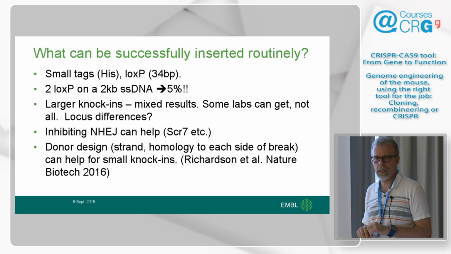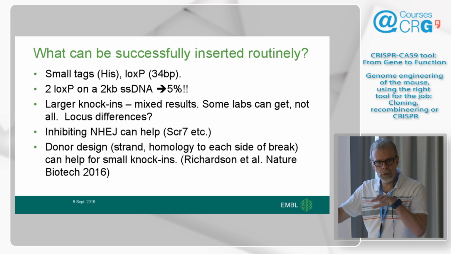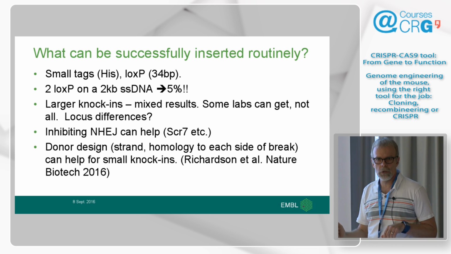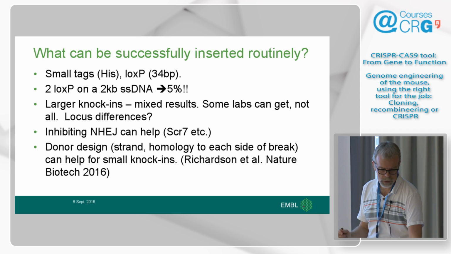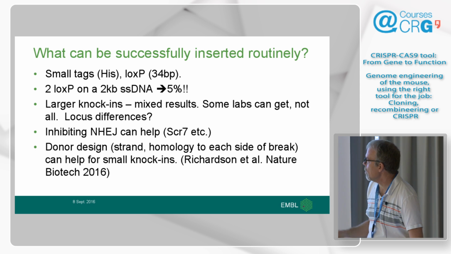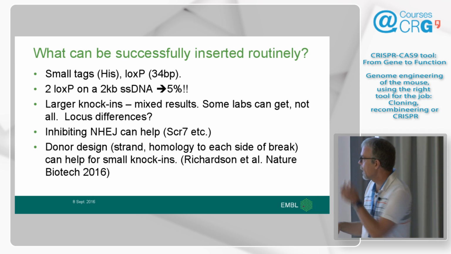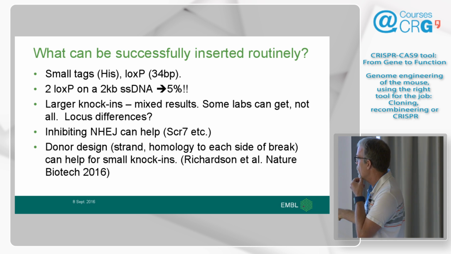I was just at this meeting. Still haven't. Everybody has the same problems, and everybody tends to use both hands. I'm doing CRISPR over here, and I'm doing classic methods over here to be sure something works. Inhibiting non-homologous end joining can help. Donor design can help. There's this Richardson paper.